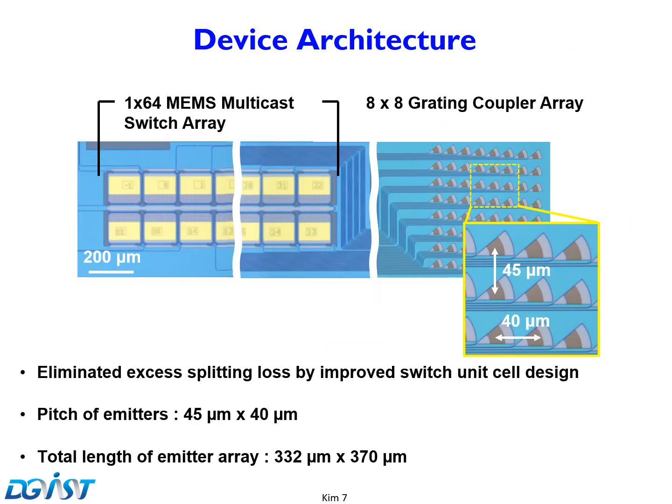Here is the basic architecture of our device. There are 1x64 MEMS multicast switch arrays with an improved design to eliminate excess splitting loss. Each drop port of the switches is terminated with a grating coupler. 8x8, 64 grating couplers are placed. The pitch of the emitters is 45 by 50 micrometers.